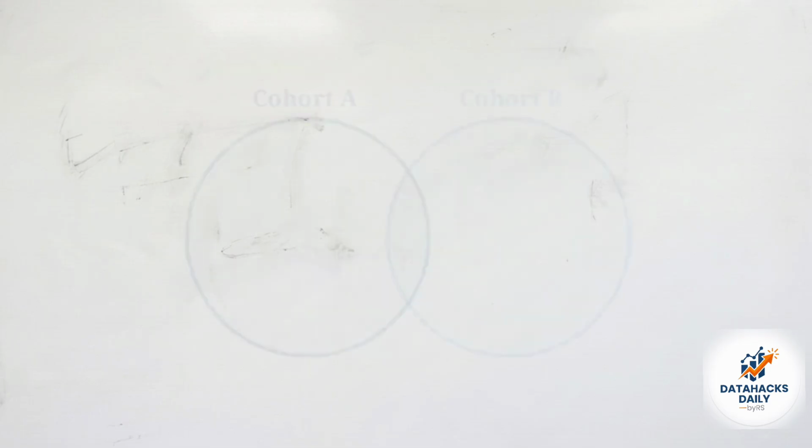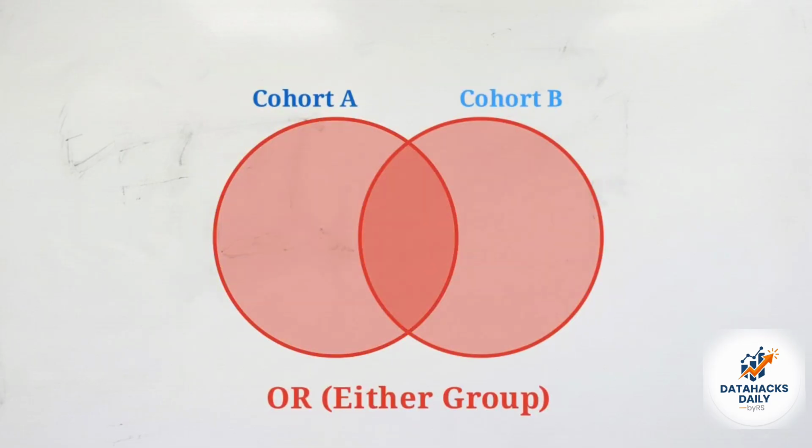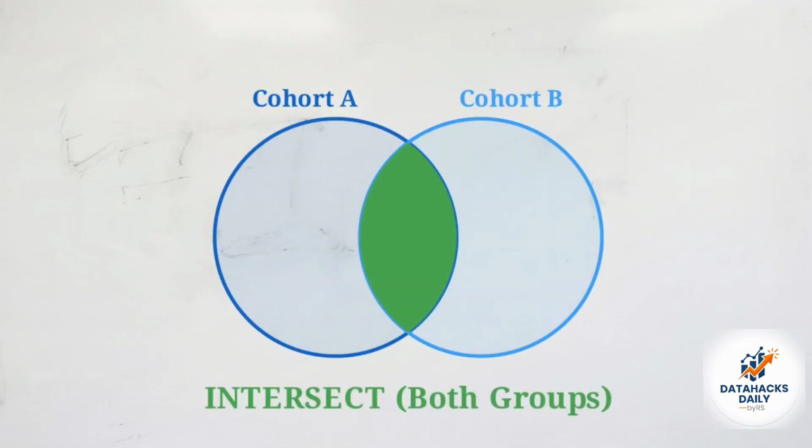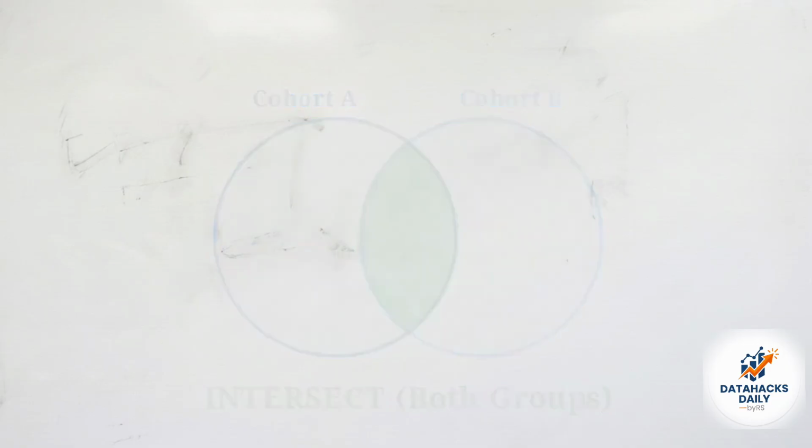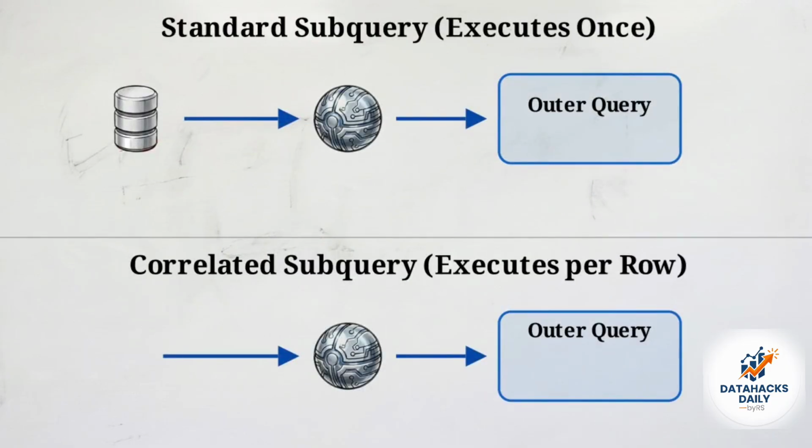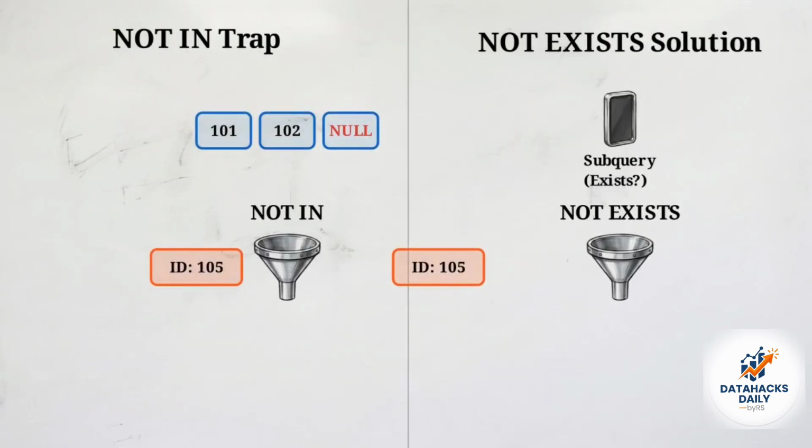For overlapping cohorts, don't use OR, it returns users in either group. Instead, use INTERSECT to strictly find users existing in both sets. Execution matters. Standard subqueries resolve once, passing a static value. Correlated subqueries loop, recomputing against every row.